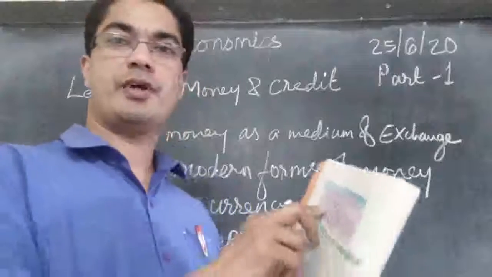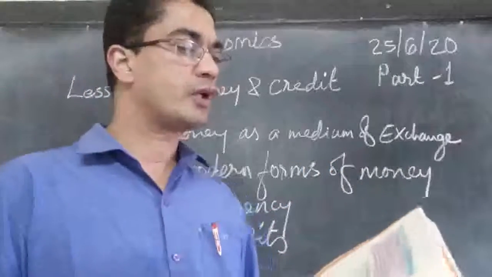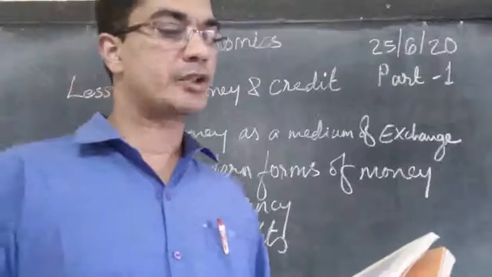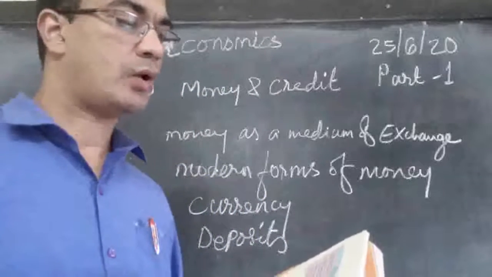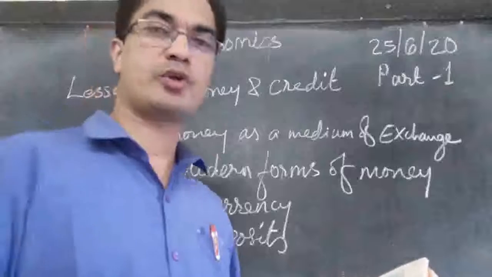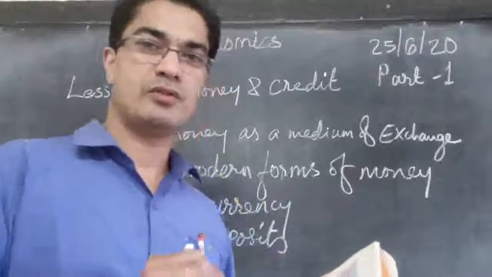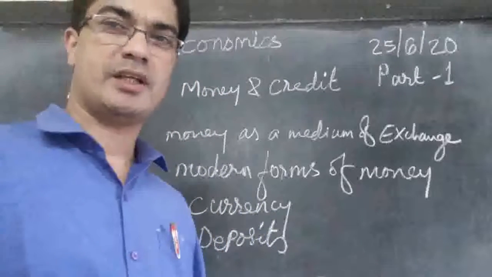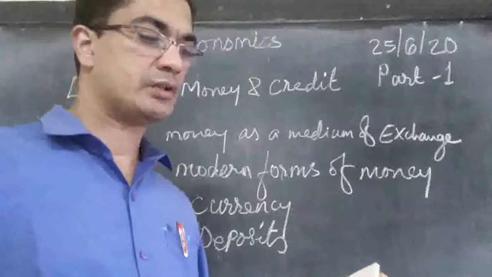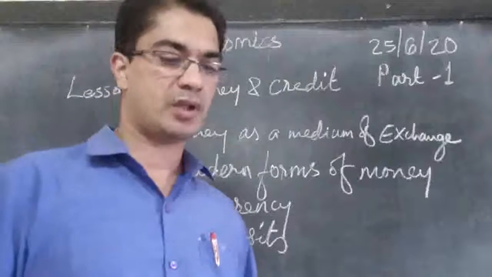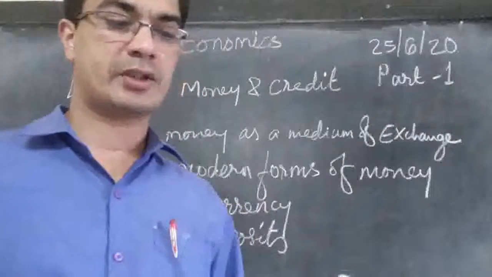Then let us see a few workouts. Mr. Salim wants to withdraw 20,000 in cash for making payments. How would he write a check to withdraw money? So we saw the check format. Mr. Salim wants to withdraw 20,000 cash for making payments. How would he write a check to withdraw money?